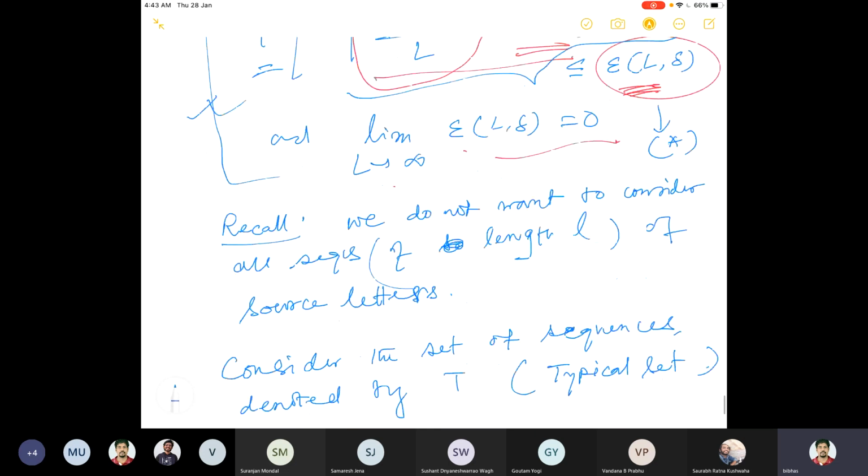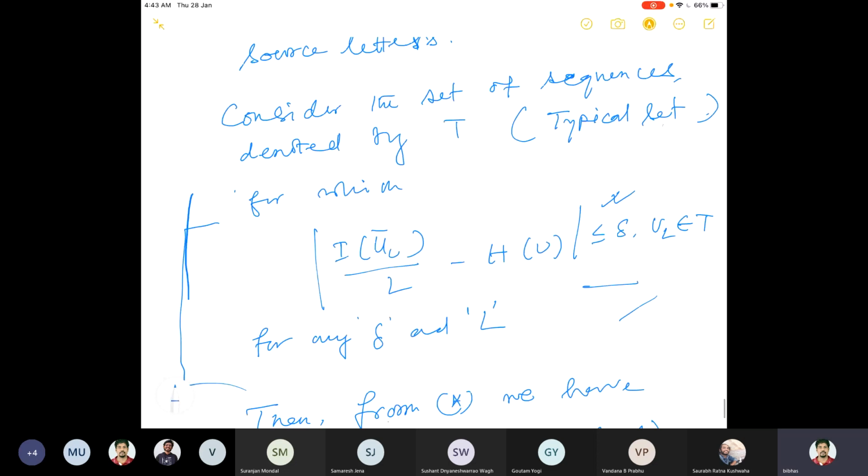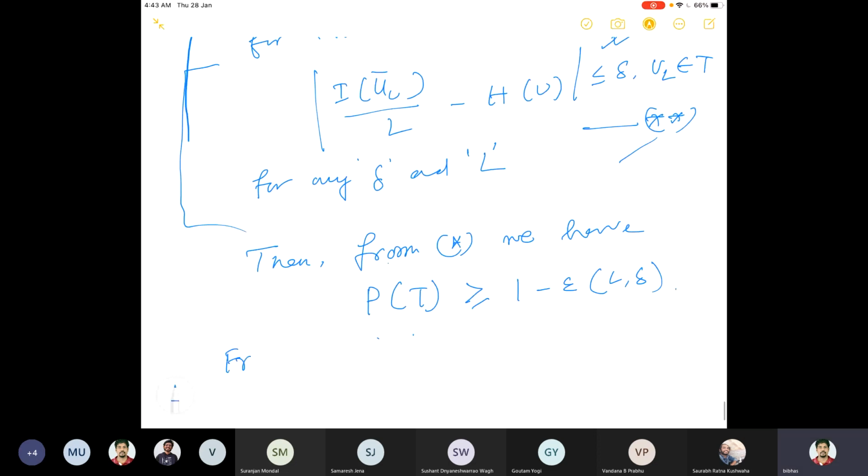Now, if that is the case, then what can we write? Here is one more thing, let's say double star. From this equation, double star, what can we write? If the mod of this is less than or equal to delta, and we just relax the mod, what can we write?